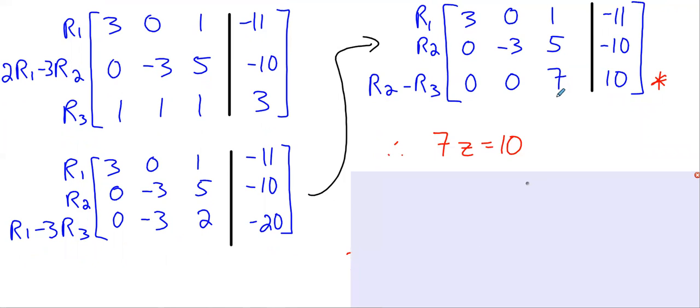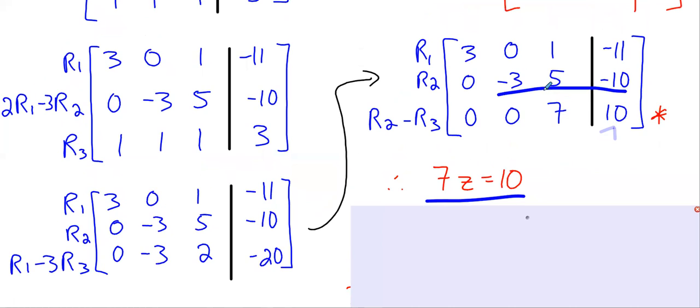Now, why? Because this is in the Z column. So 7Z must be equal to 10. Can I get an answer for Z? Of course I can. Now, once I have that answer for Z, this is going to give me an equation of -3y plus 5z equals -10. So could I solve for y? Absolutely.